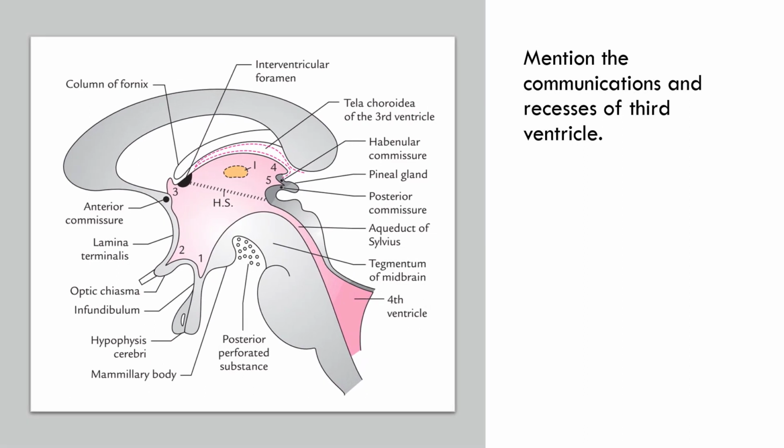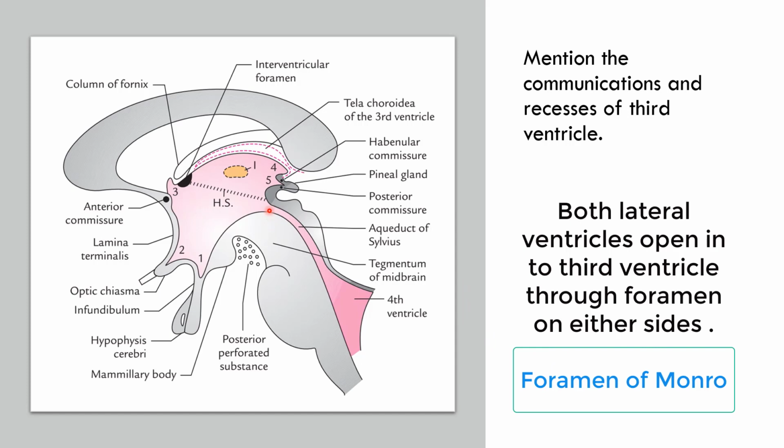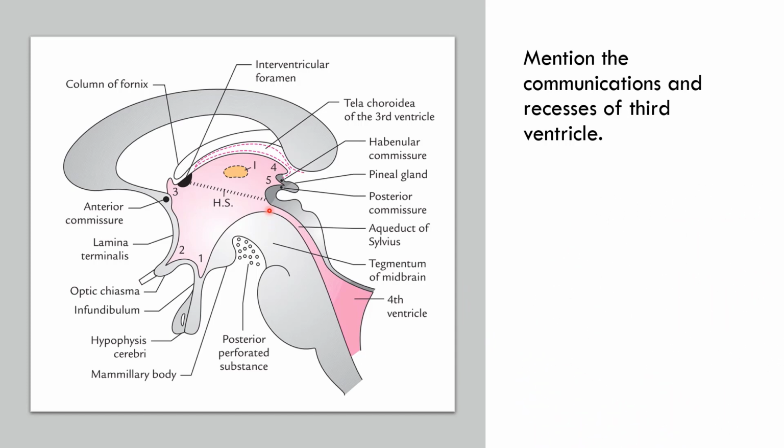Here we are discussing the communications and recesses of the third ventricle. Rostrally, much anteriorly, it is communicating with the lateral ventricles. The foramen for communication with the lateral ventricle is the interventricular foramen or foramen of Monro. Posteriorly, caudally, it is communicating with the aqueduct of Sylvius. A faint ridge extends on either side between these two foramina, which is called the hypothalamic sulcus. Indeed, it separates the hypothalamus from the thalamus.